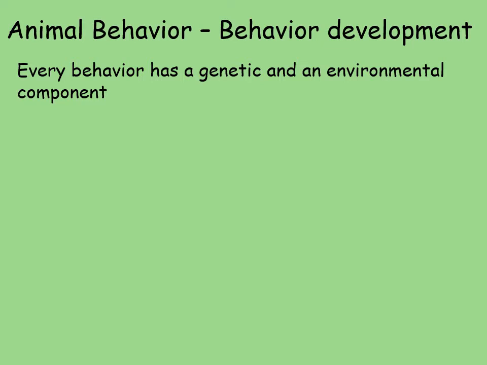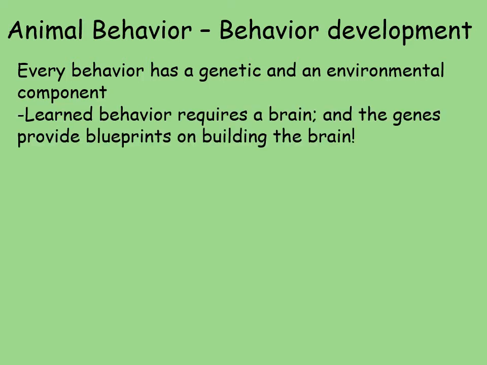So now let's take a look at how behaviors develop. Every behavior you look at has a genetic and an environmental component. I talked about this already when I discussed genetics, but any behavior you would look at would have a basis that is genetic, based on genes, and an environmental component. Even a behavior that is entirely learned requires a brain in order to carry out that behavior typically. And the genes provide blueprints for building the brain.